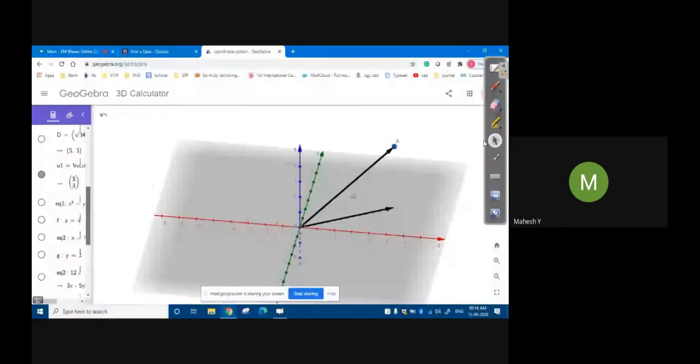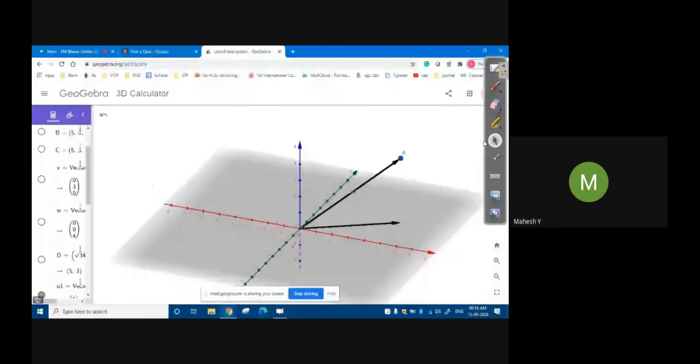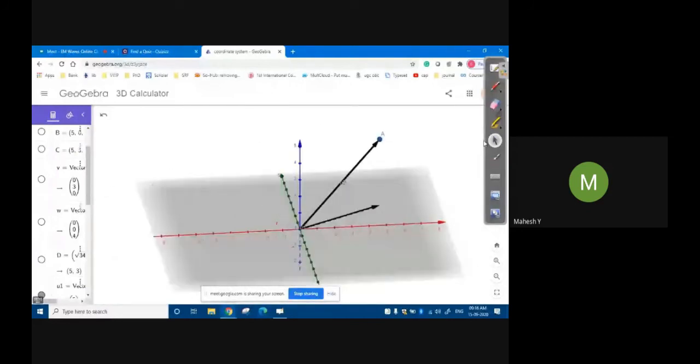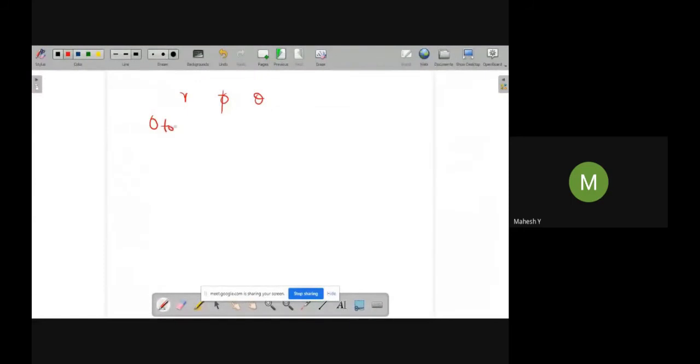This is r now. So what is the value r can take if I shrink up to this point and if I extend? So what is the value? Yes, Kushi, that is correct. 0 to infinity. Yes, what is the value for phi?